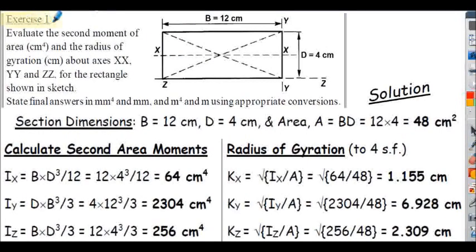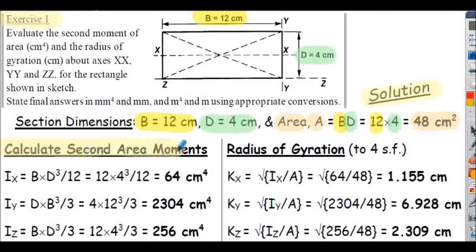So exercise 1, commencement of the solution. So we know from the question the width of the rectangle labelled as B here is 12 centimetres, the depth of the rectangle labelled as D is 4 centimetres. If we can calculate the area, A is simply B times D, so the area is 48 centimetres squared. So next we have to calculate the second moments of area in centimetres to the 4.